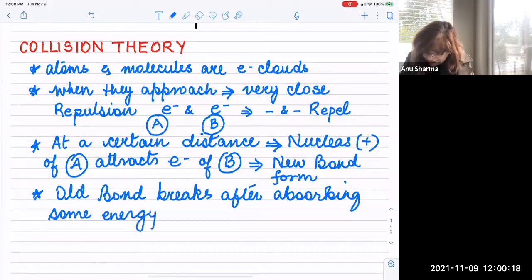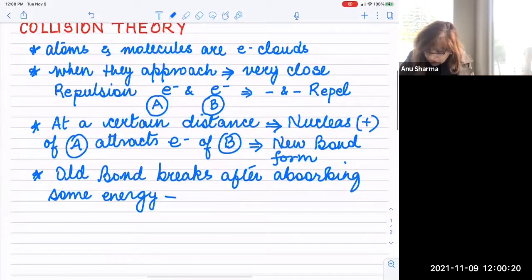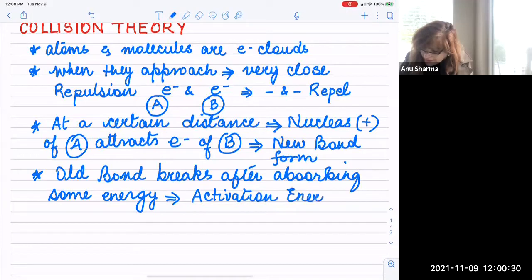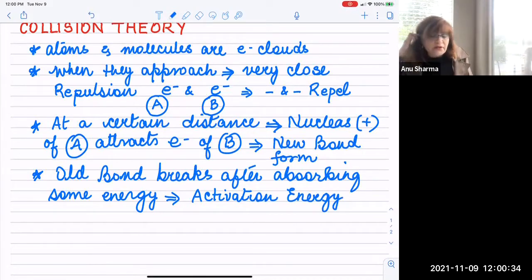And what is this energy? This is called the activation energy. So activation energy activates the whole process of bond formation. Activation energy is something that we supply from outside, okay? Either you heat up the substance, or it just absorbs heat from outside, and then what happens? The bonds begin to break, and then the new bonds are formed.